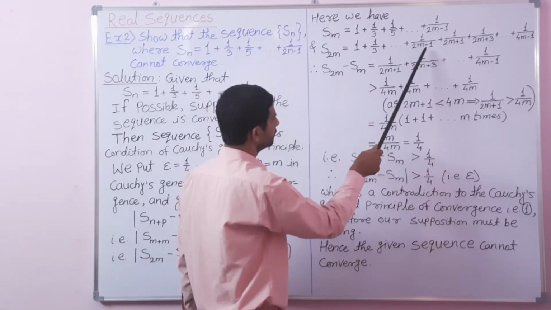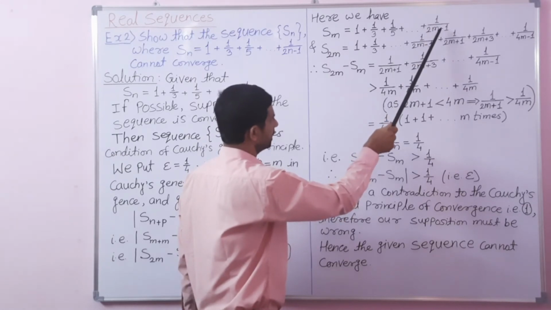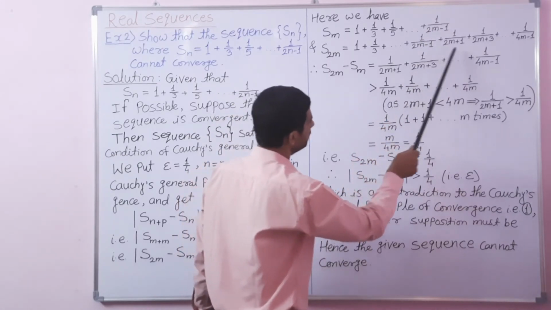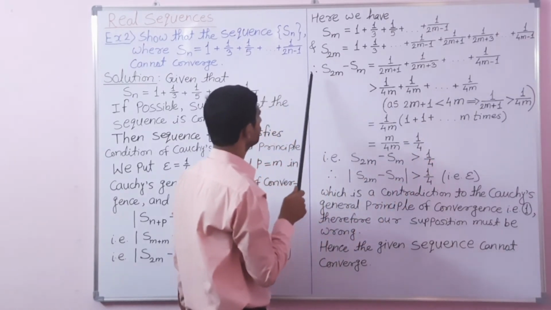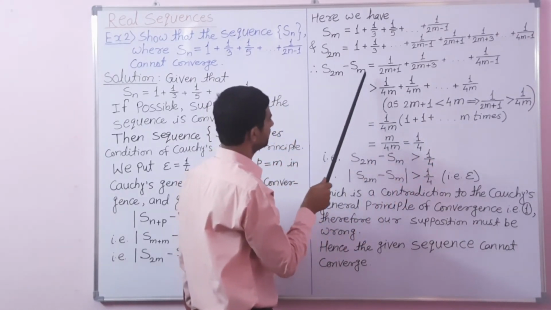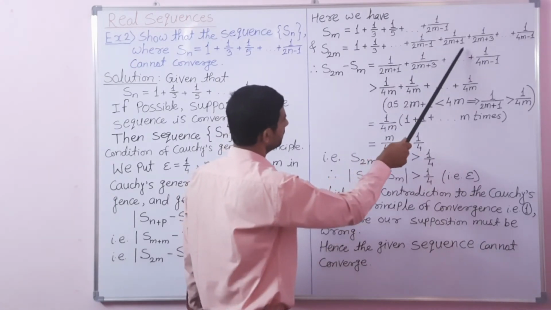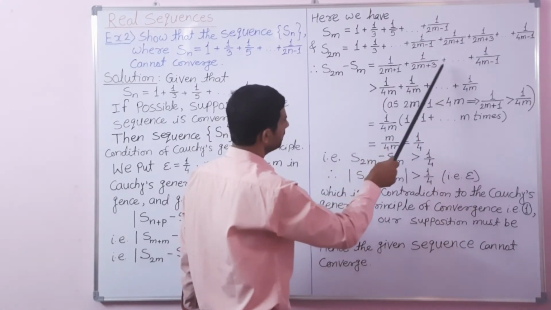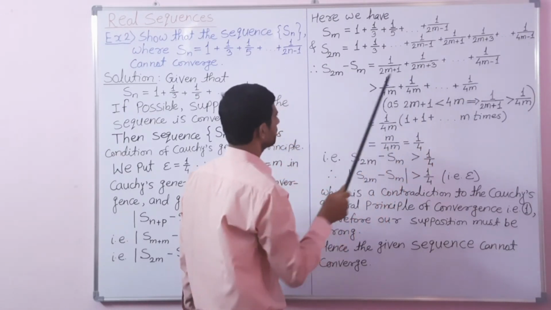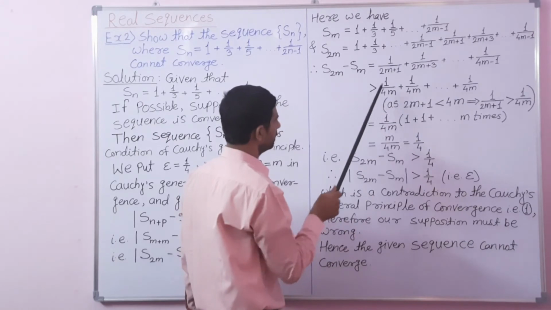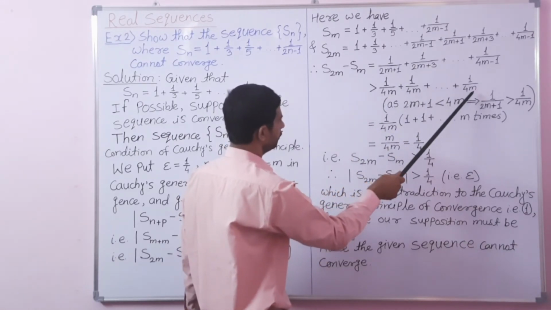1 upon 2m minus 1 will get cancelled with the minus sign 1 upon 2m minus 1. So we'll be left with only this much terms which are m in number. Okay. So therefore S2m minus Sm is obtained as 1 upon 2m plus 1 plus 1 upon 2m plus 3 plus and so on plus 1 upon 4m minus 1, which is now greater than 1 upon 4m plus 1 upon 4m plus so on 1 upon 4m.